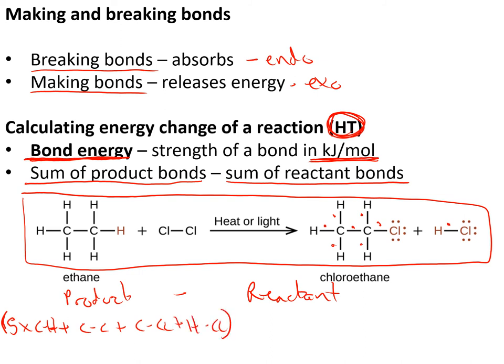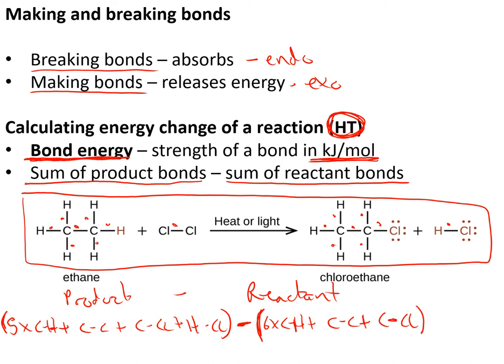And then we look at our reactants. We're going to take those away. So in our reactants, we're going to have 1, 2, 3, 4, 5, 6 C-H bonds. So we're going to say 6 times C-H. We're also going to add that to one C-C bond, so plus C-C. And then lastly, we've got a C-Cl bond, so plus one C-Cl bond.